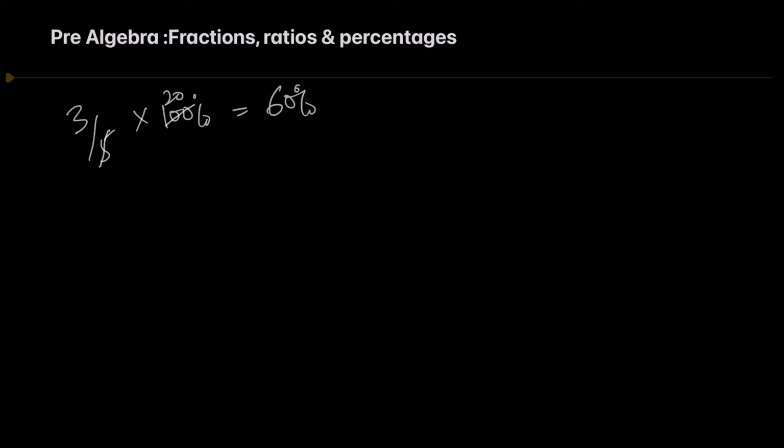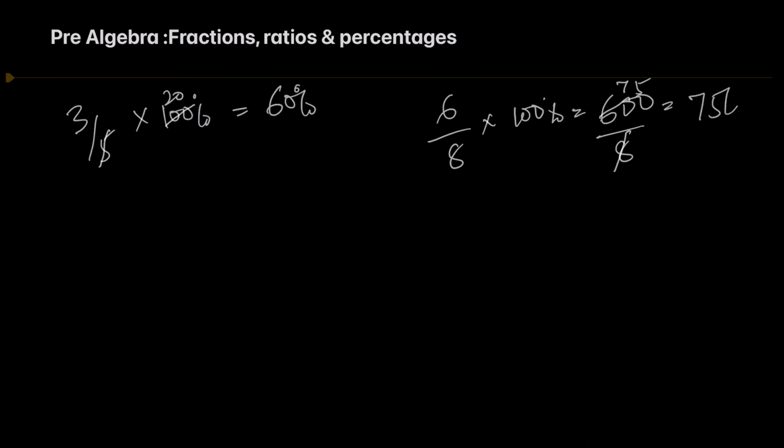Now another example, say a number like 6 over 8. What is the percentage, right? So here you have 600 over 8, and then you divide 600 by 8, which gives you 75, so this is 75%, right? We could take another example.